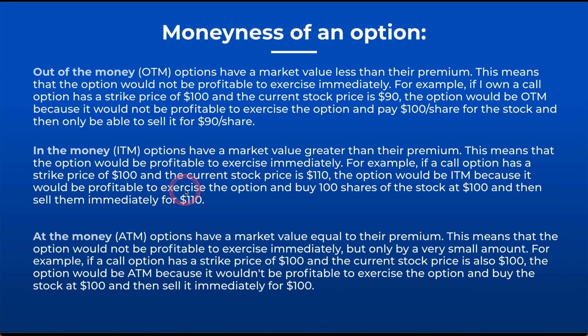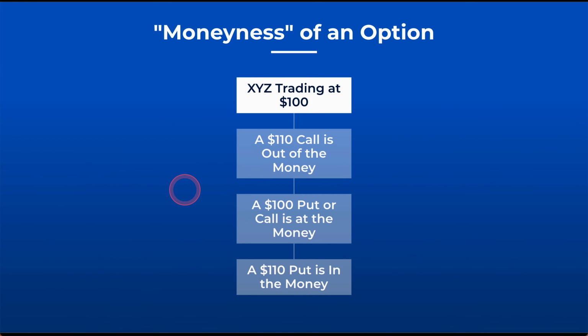At the money, of course, has no intrinsic value. It could still have some extrinsic value if there is time left in that option, but there would not be intrinsic value in that option at that point in time. To give you an example, again, we'll talk about XYZ Corporation. If it's trading at $100, a 110 call is out of the money. A 100 put or call is at the money.